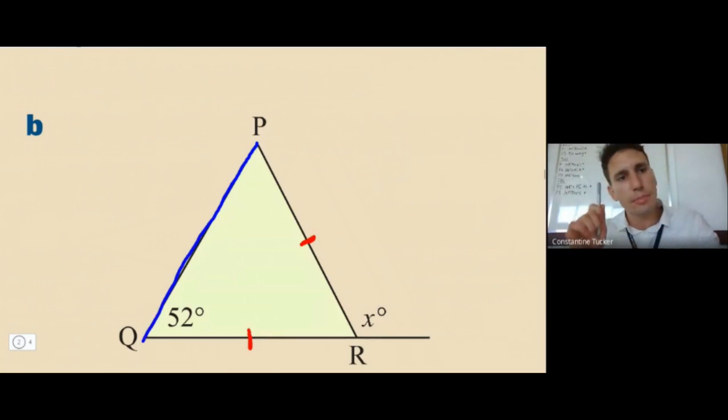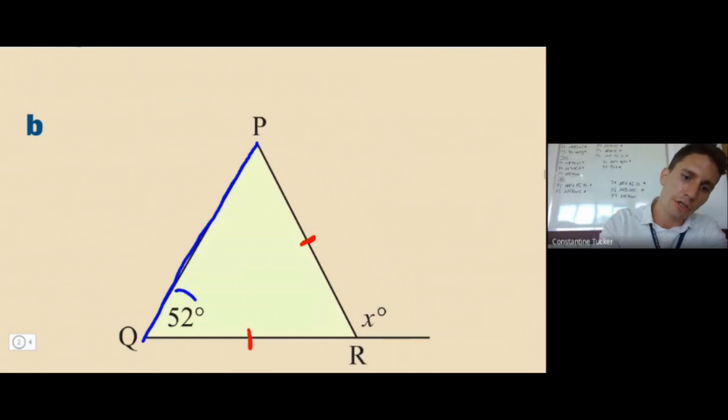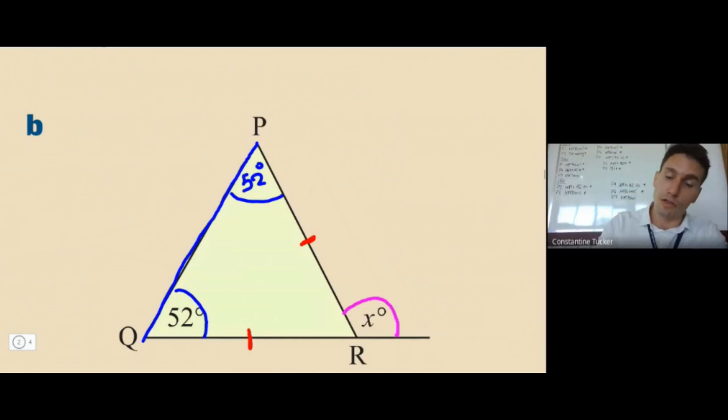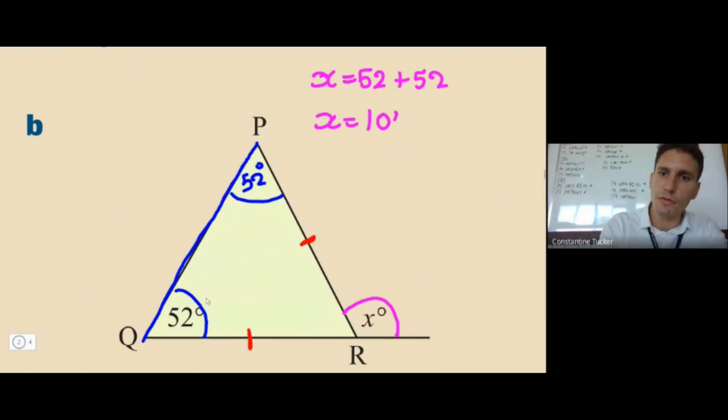Now we know the angles at the base are equal. So this angle here, 52, is going to be equal to the other angle. So the other one is going to be 52 as well. So the two angles at the base are equal. Now, how do we find this angle x? Let's remember that property, guys, which says if you have an exterior angle of a triangle, that's equal to the sum of the opposite angles inside the triangle. So what that means here is x is equal to 52 plus 52. So x is equal to 104 degrees.